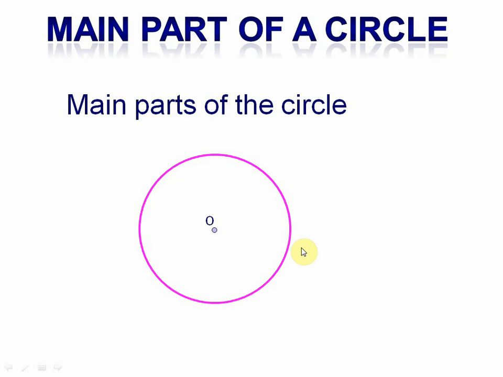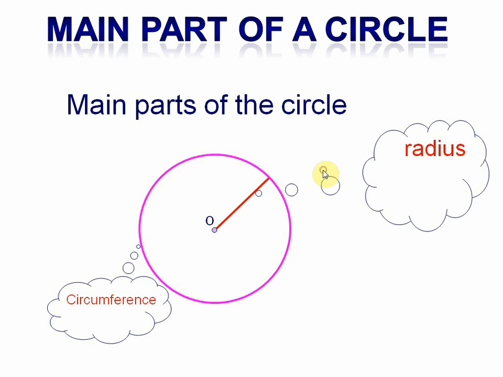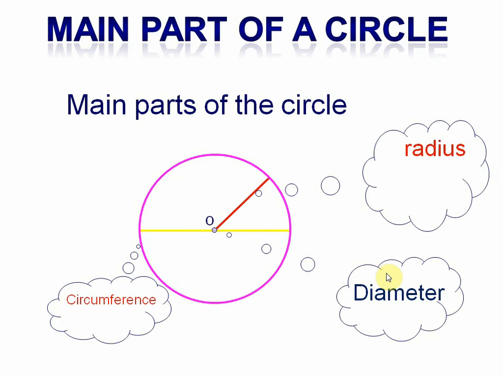Next, moving on to the circle, main parts of the circle. Here we have a center O and the boundary of the circle. The center to the circumference distance is called the radius, and the boundary to boundary distance is called the diameter. Basically the diameter is double the radius, and the radius is half the diameter.